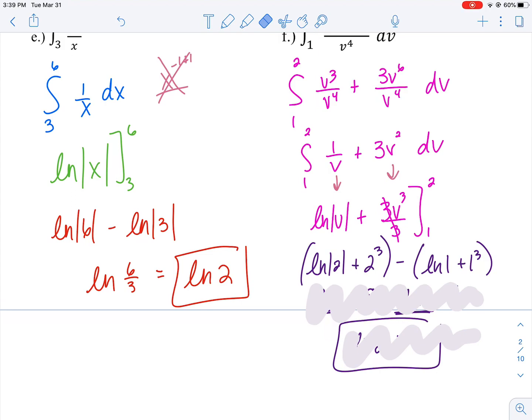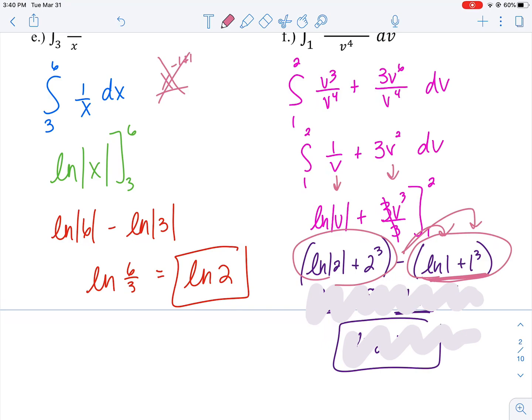Now be careful when you have multiple terms. I don't know if you've noticed, but I've put a big old parentheses around both of these pieces because I want to make sure that this negative sign gets distributed to both pieces. Or do the whole chunk and then you can subtract it. But just be careful that if you have multiple terms in that second part, that you distribute the negative through. Okay, that's a common mistake I see students make.